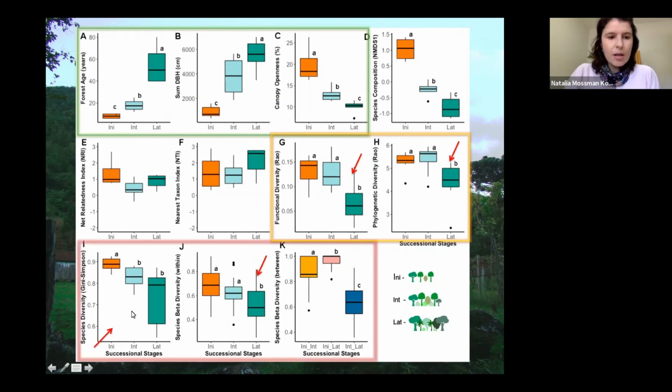We also saw that species diversity was greater in initial and intermediate stages, and species beta diversity has the same pattern when we look at within patterns, within the communities, within the sampling units. But when we compare between units, between stages, we can see that intermediate and late stages had lower difference between them. So the areas were more similar when we look at species diversity.